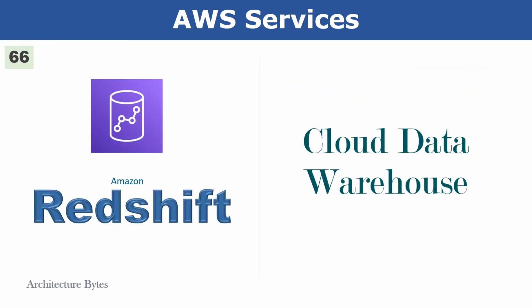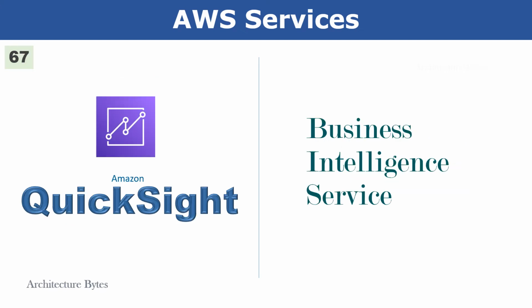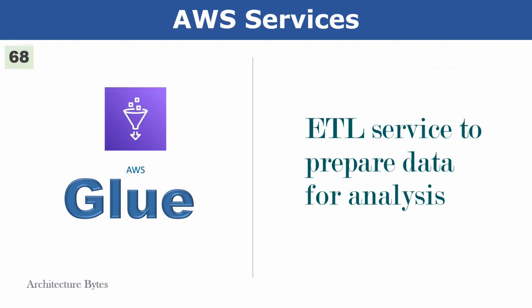Redshift is a cloud data warehouse. It is a database that can analyze very large amounts of data using SQL queries. QuickSight is a business intelligence service on AWS to get business insights, build visualizations, dashboards, and perform ad hoc analysis on data. Glue is an ETL service to prepare data for analysis.